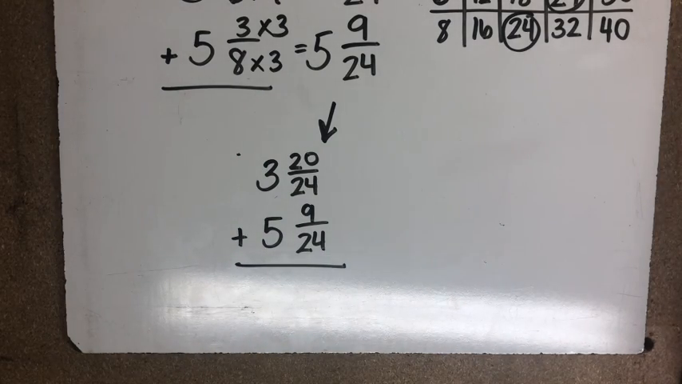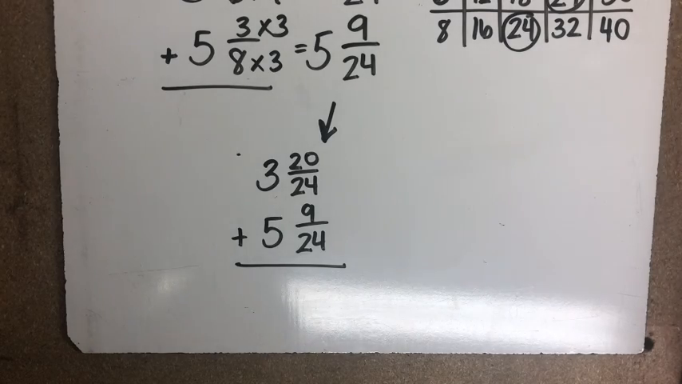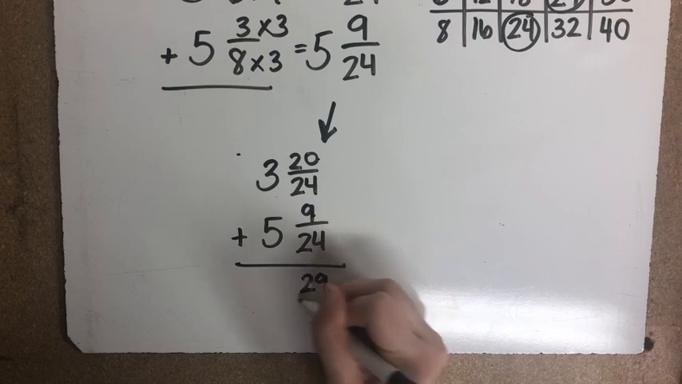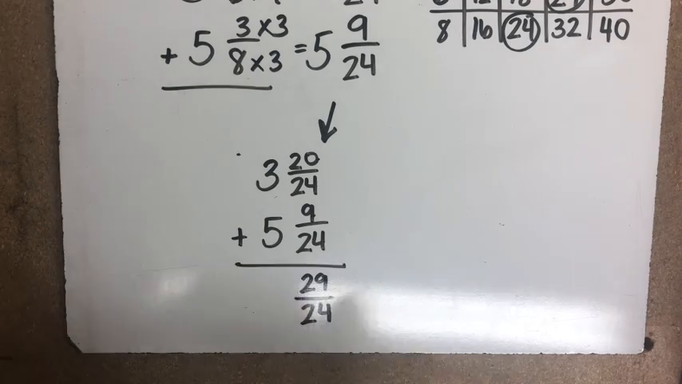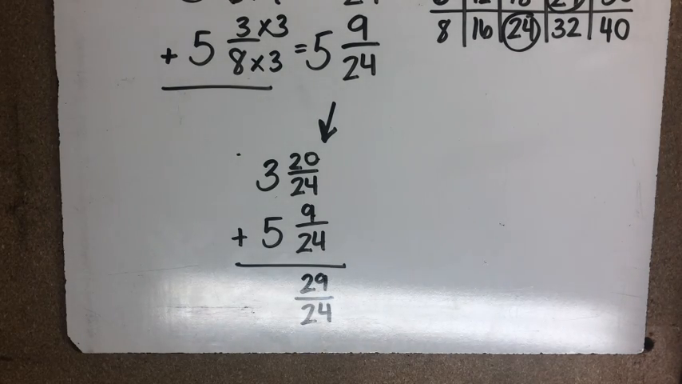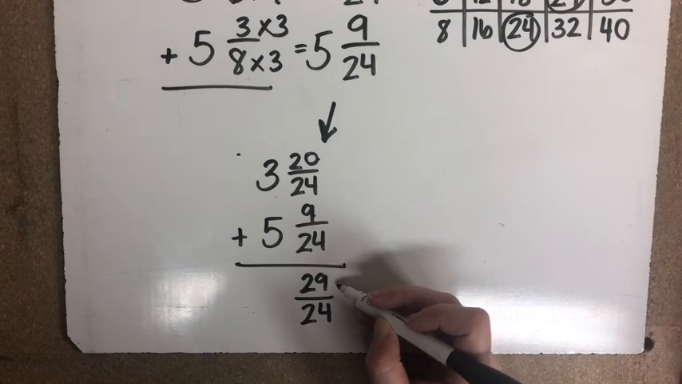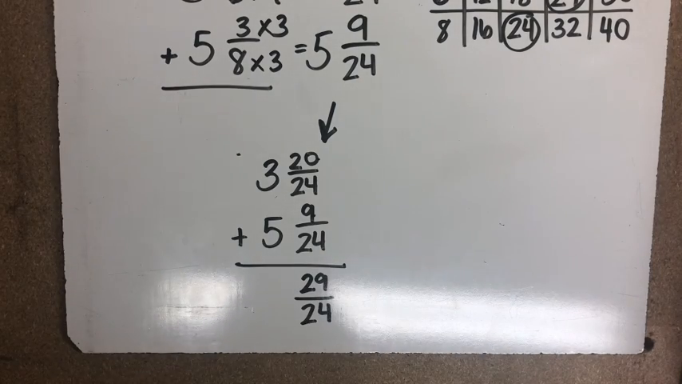So remember, your first step is to add your fractions. You have 20 plus 9, you get 29/24. Do you notice anything wrong with that fraction? You may notice that it's an improper fraction, meaning that the numerator is larger than the denominator. Unfortunately, we cannot leave improper fractions in our answers. We need to convert them to mixed numbers.